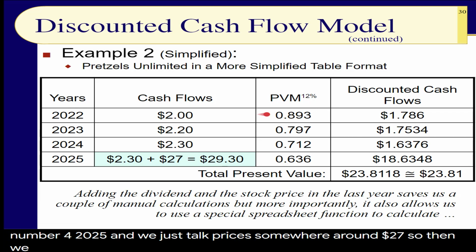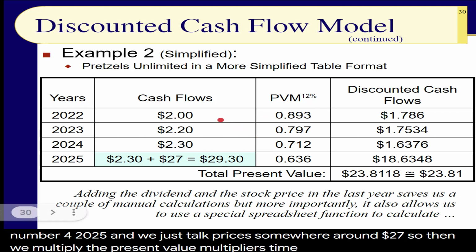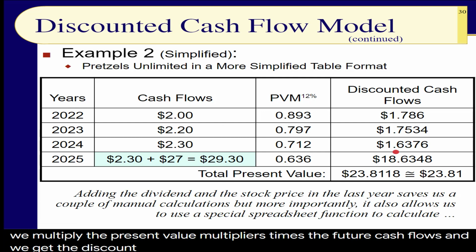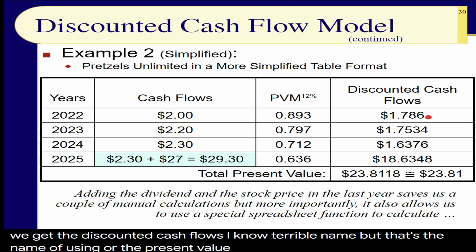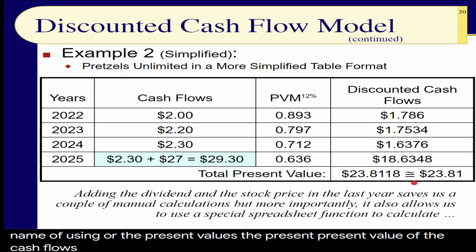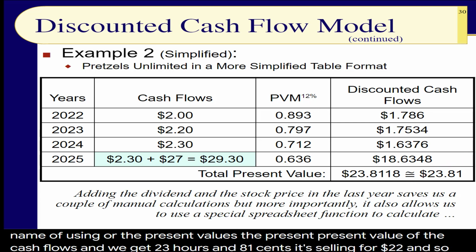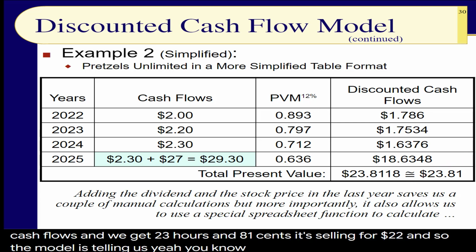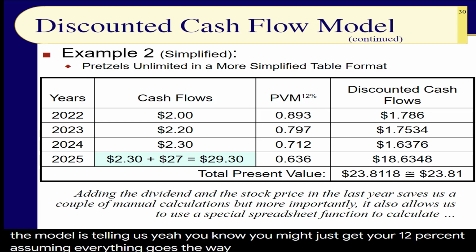So then we multiply the present value multipliers times the future cash flows, and we get the discounted cash flows. I know, a terrible name, but that's the name they use. Or the present values of the cash flows. And we get $23.81. It's selling for $22. And so the model is telling us, yeah, you might just get your 12%, assuming everything goes the way you think it's going to go, which ain't going to happen.